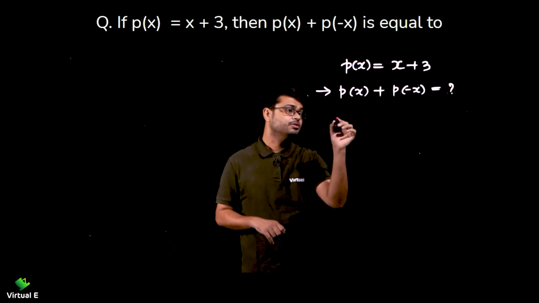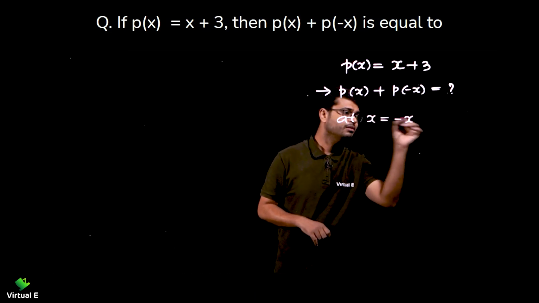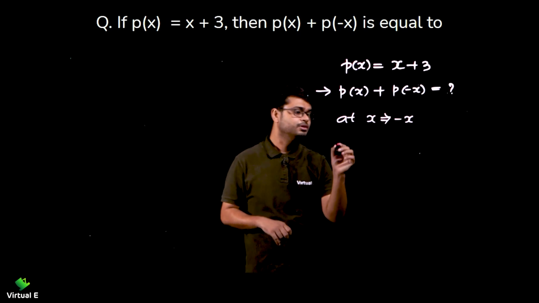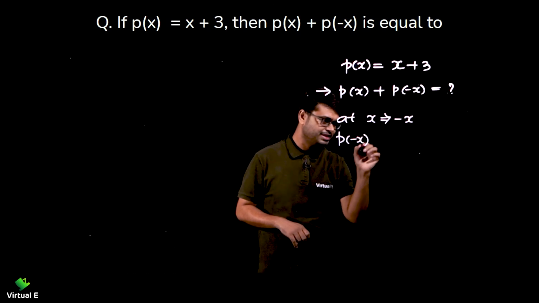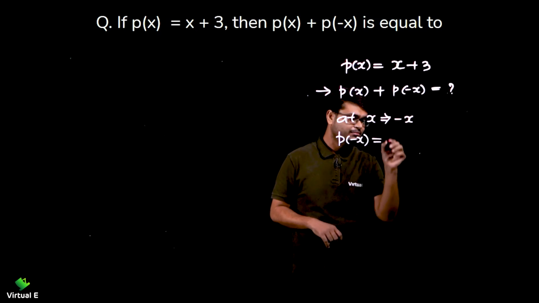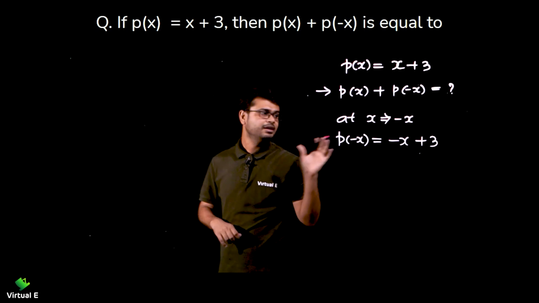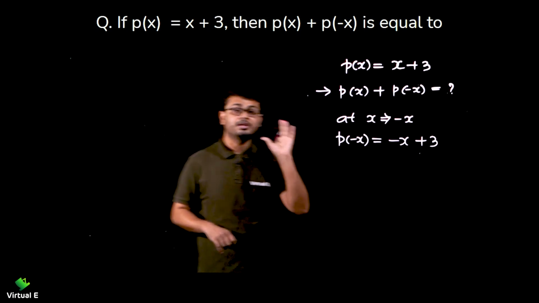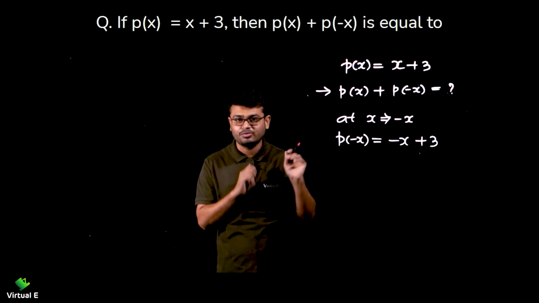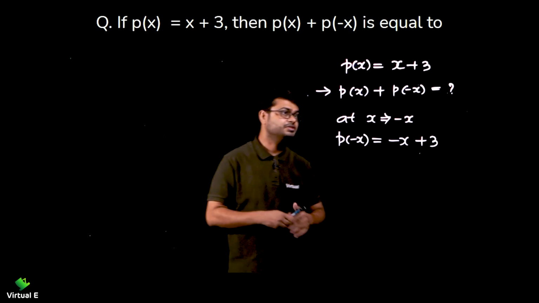Minus x. So at x is equal to minus x, this is what we are going to replace with, right? So p of minus x is equal to, see x is here, so what will I write? Minus x plus 3 will remain as it is, right? The 3 sign will not change. Remember, we are only replacing the x. Do not even do it minus 3 over here. That's absolutely incorrect to do.